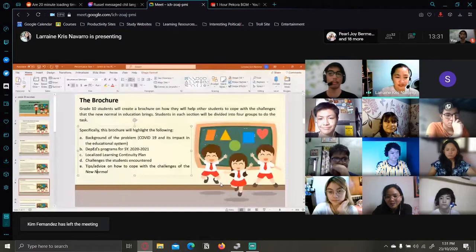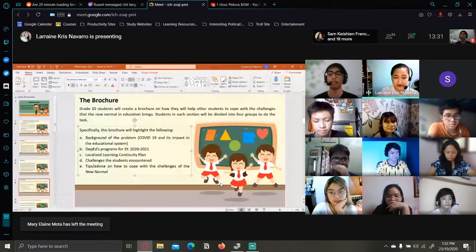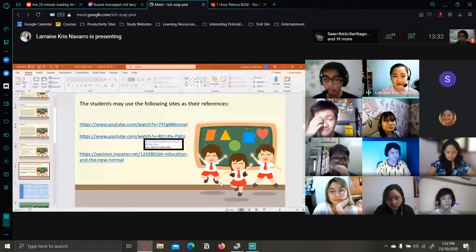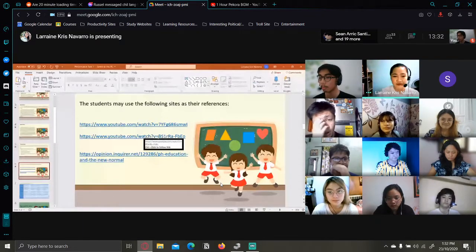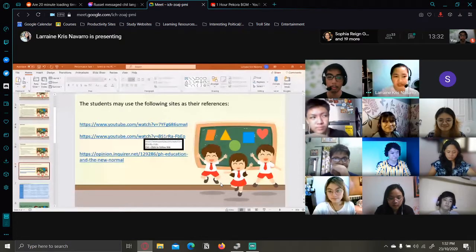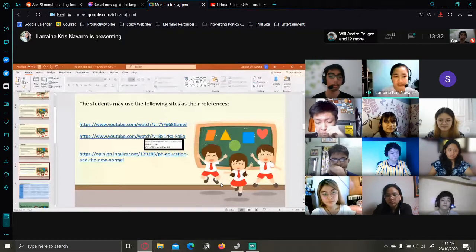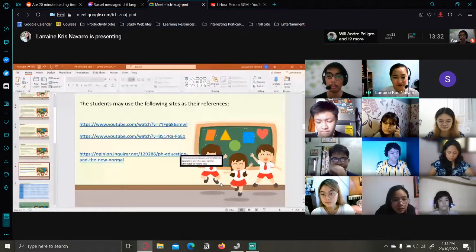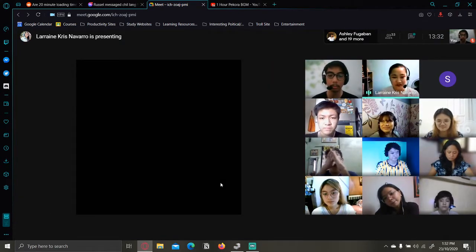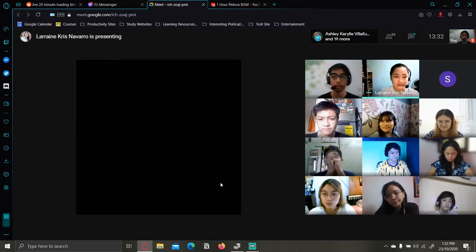Now, just to give you an idea about the different links where you may find different information to be included in your brochure, here are the links. These are just suggestions and possible links that you may use. Of course, it's up to you what kind of link or resources you will be using to present your idea. Okay?